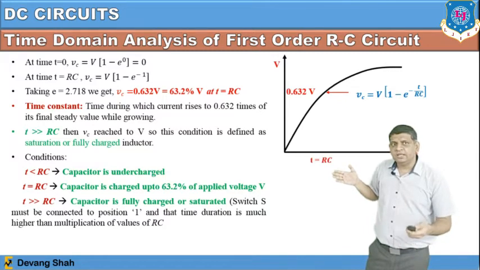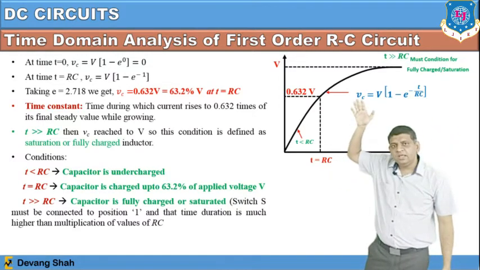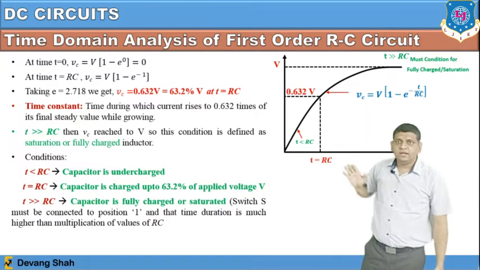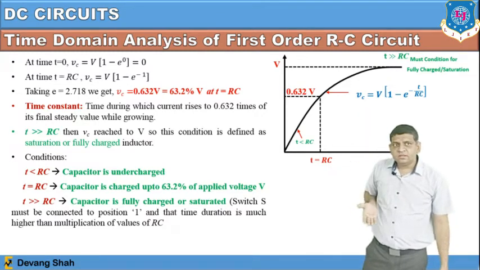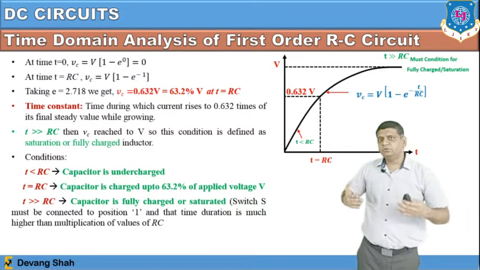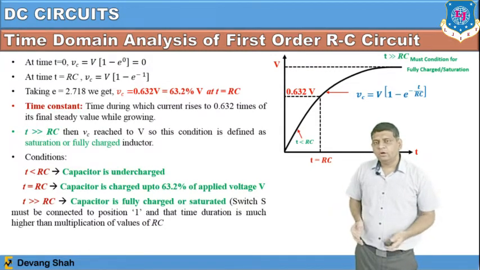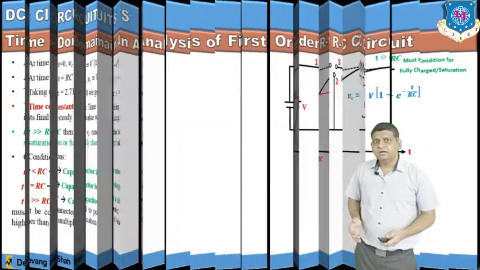Once you take t equal to RC, you will see that the value is 0.632 times V. And as we go on, when t is much greater than RC, this is the fully charged condition, or saturation condition. So as a circuit designer, you have to think about these three different conditions, and as per these three conditions you can design your circuit, this series RC circuit under DC excitation.